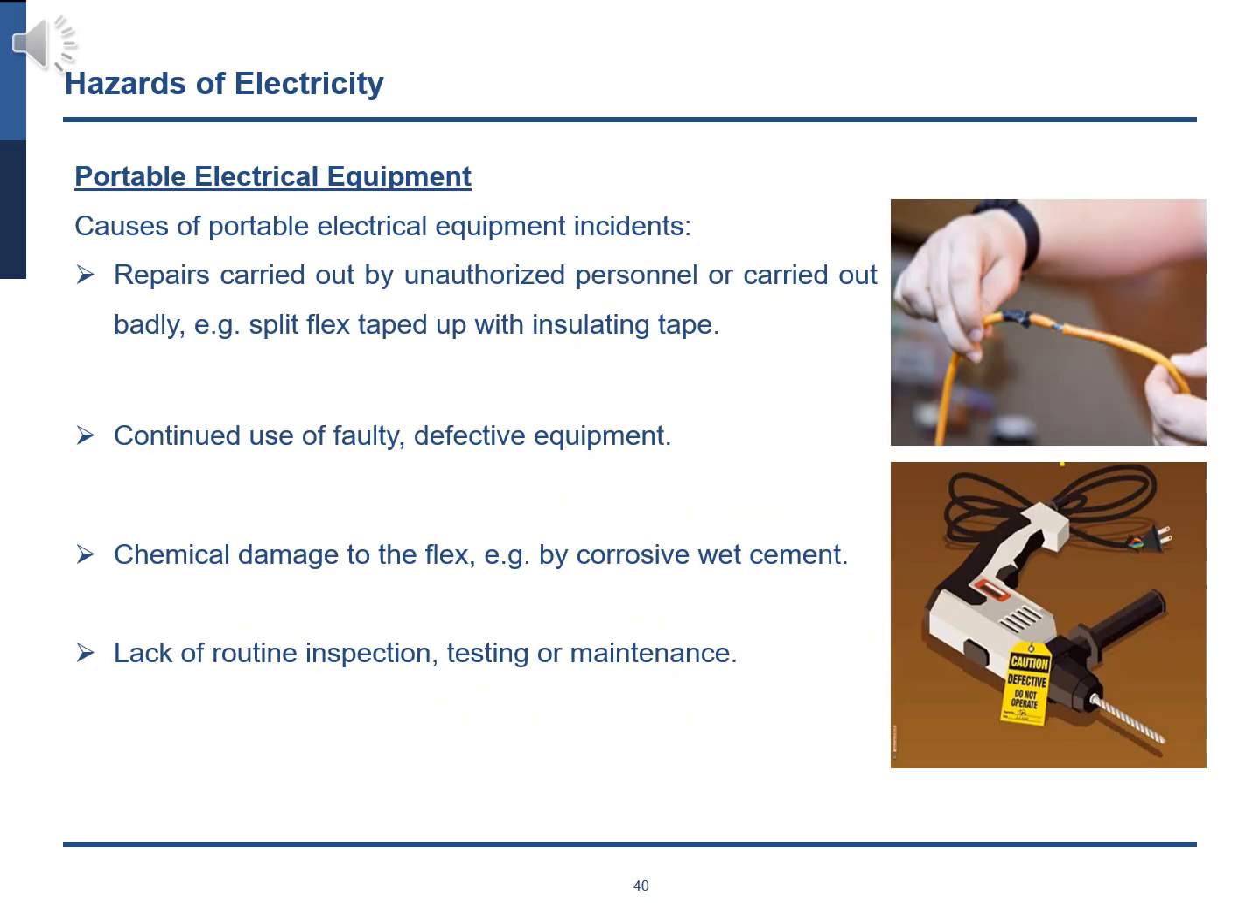Portable electrical equipment. Causes of portable electrical equipment incidents. Repairs carried out by unauthorized personnel or carried out badly, e.g. split flex taped up with insulating tape. Continued use of faulty, defective equipment. Chemical damage to the flex, e.g. by corrosive wet cement. Lack of routine inspection, testing, or maintenance.